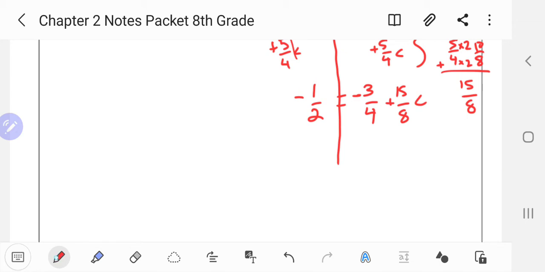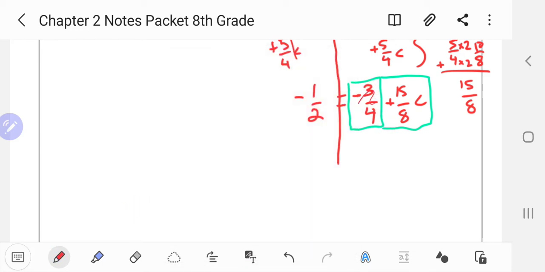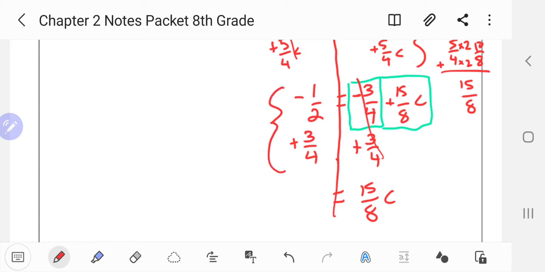When I have a two-step equation, then I'm simply going to look at my terms over here and get rid of the non-variable term first. Remember, we can get rid of whole terms using addition and subtraction. So this whole term here, I'm going to add 3/4. I'm going to add 3/4. It cancels out there. I'm left with 15/8 C. I don't know what I get over here, so I need some scratch work to get this done.